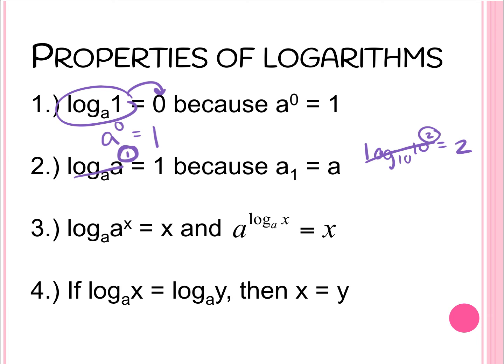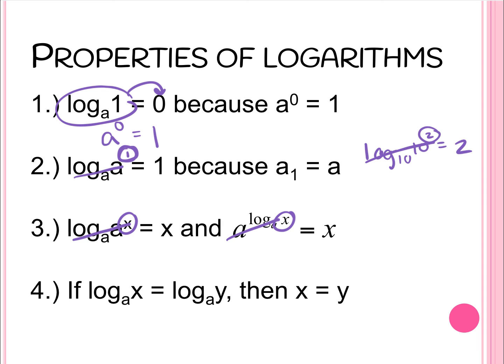So that kind of ties down into number 3 too. If I had log base a of a, log base a of a cancels, and our answer is whatever the exponent is. And the same thing works if I am in exponential form. If my base is a and I had log base a, they cancel, and I'm just left with whatever I'm taking the log of.